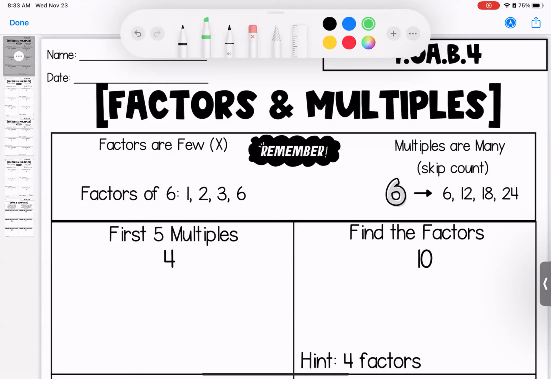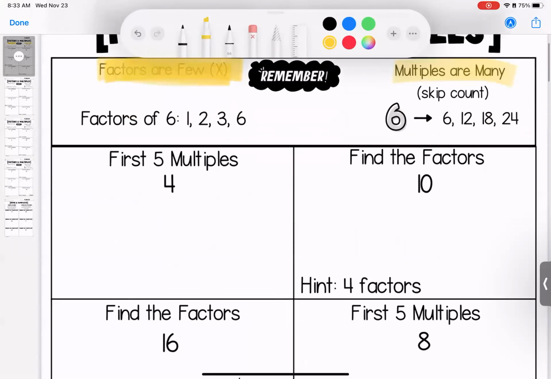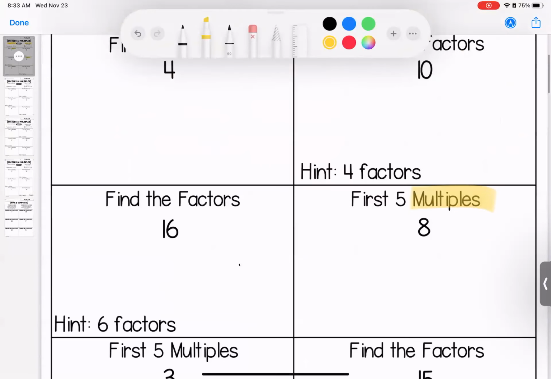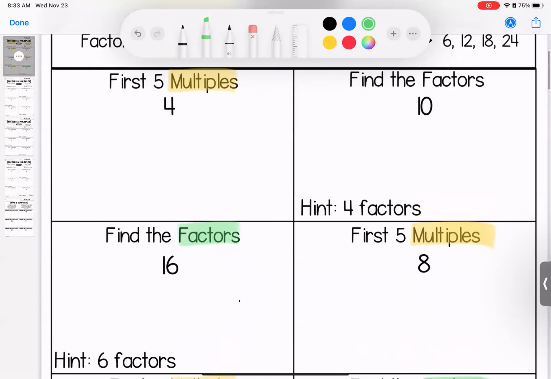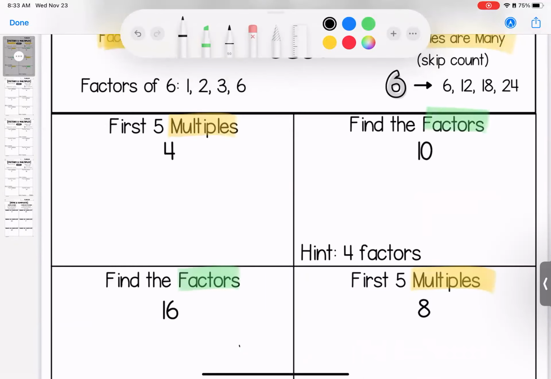Welcome to this week's homework where we're looking at factors and multiples. A couple of things to remember before we get started. Number one, factors are few, which means I can give you an exact number that I am looking for. There are only a certain amount, no more, no less. Multiples are many, they go on forever. This is skip counting. The only thing that stops you is if you run out of memory of numbers or you lose track. So let's go ahead and get started.